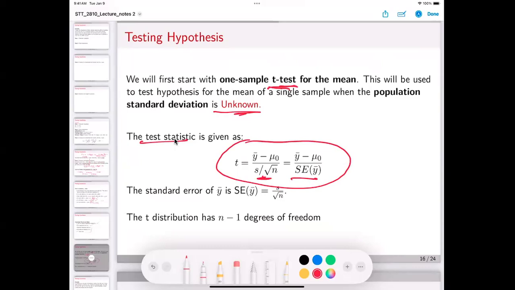N. We also learned in chapter 17 that for one sample mean, for the T distribution, the degree of freedom is always what? N minus 1. So we talked about this in chapter 17.